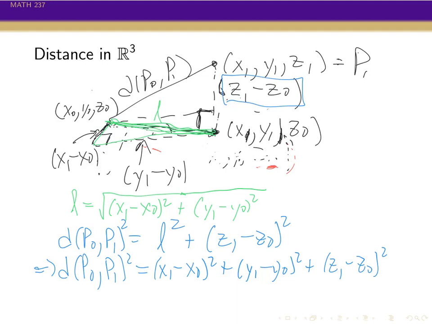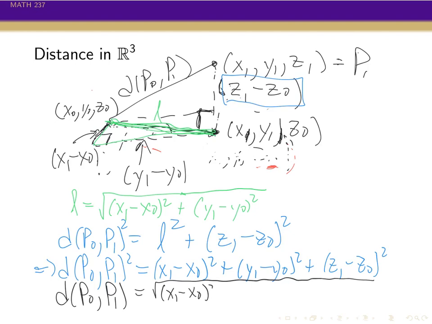Okay. And so same thing we did before, if we want to get rid of the square, on the left-hand side, we have the distance between the two points is going to be the square root of x1 minus x naught squared plus y1 minus y naught squared plus z1 minus z naught squared.